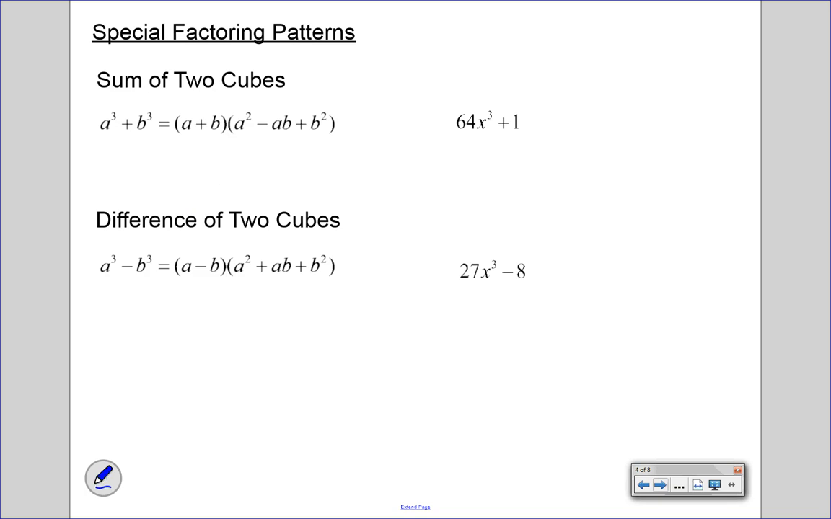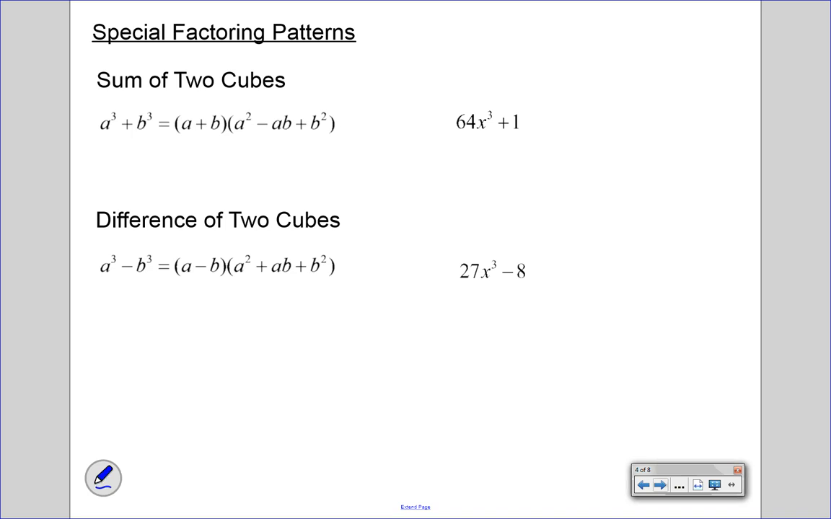Next up, we have the sum of two cubes and the difference of two cubes. So this is another pattern, just like the difference of two squares, that we have to remember. So the sum of two cubes says if we have an a cubed plus b cubed, we can factor it to be a plus b times a squared minus ab plus b squared. So let's practice on 64x cubed plus 1.